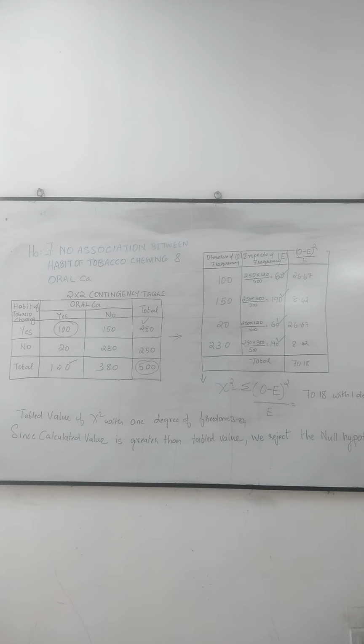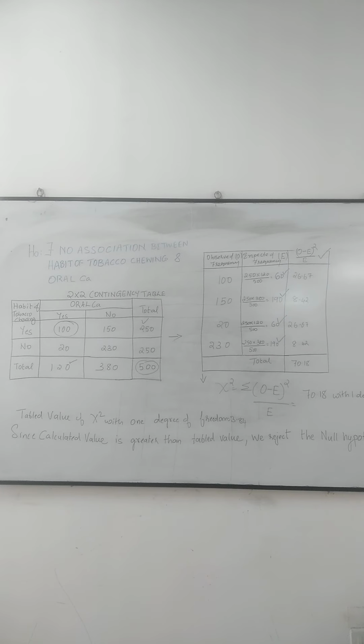Now what's the next step? Each of these observed frequencies is what we call O. That means we will express it as O, and the expected frequency we will express as E. So the next column is this one: observed frequency minus expected frequency, the whole square, divided by expected frequency. So you take the difference of the observed frequency from the expected frequency, square it, and then divide it by each of those expected frequencies.